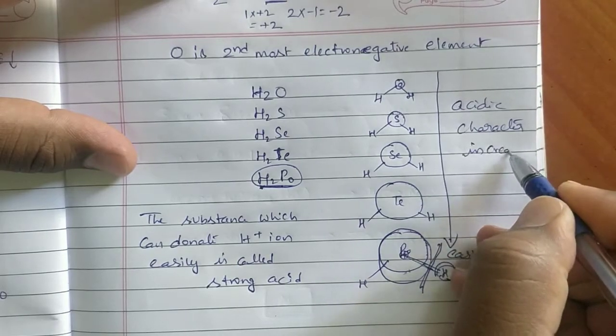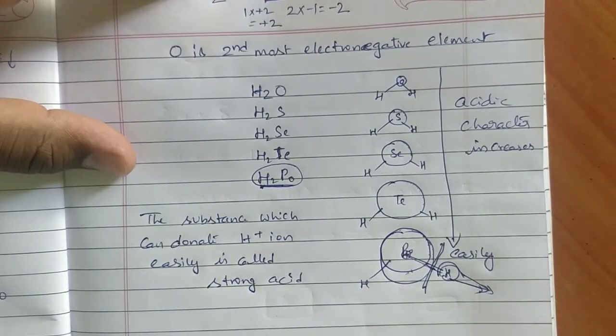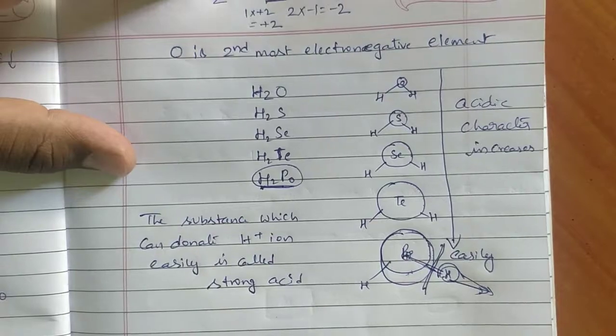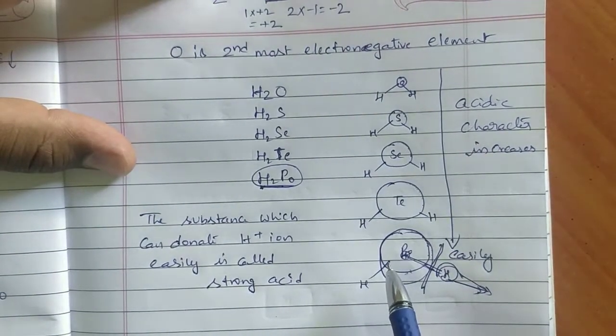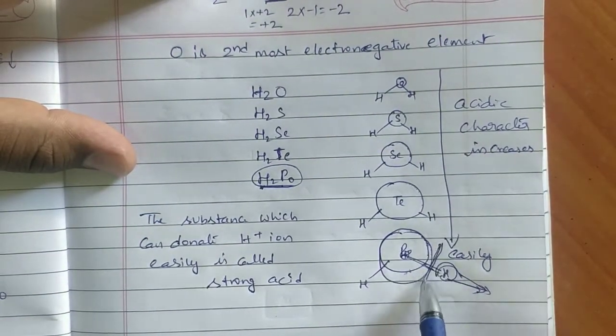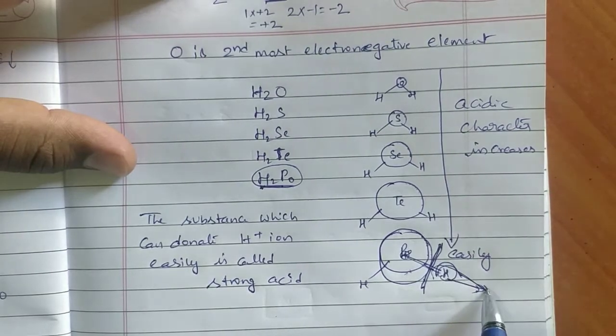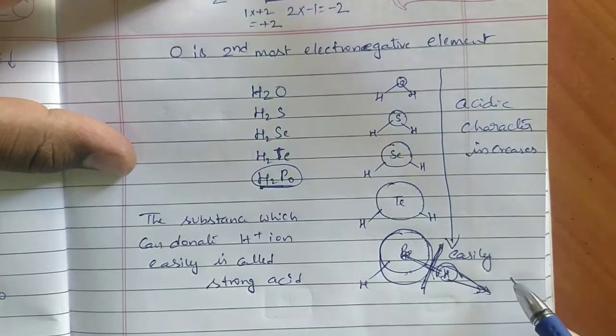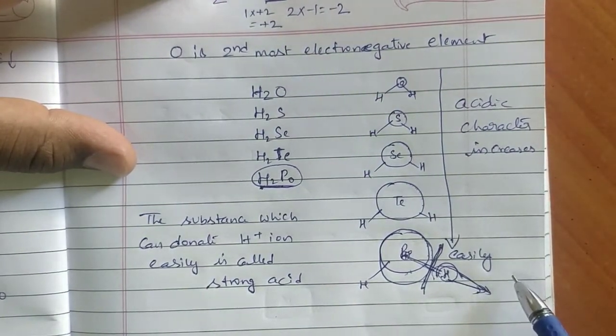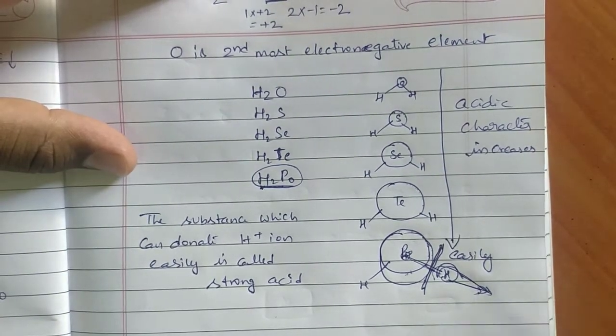Top to bottom, what happens to acidic character? It increases, because the central atom size increases, bond enthalpy decreases, and it can donate the H plus ion easily. This is called bond energy or bond enthalpy. So acidic character increases. Is it okay? Next.